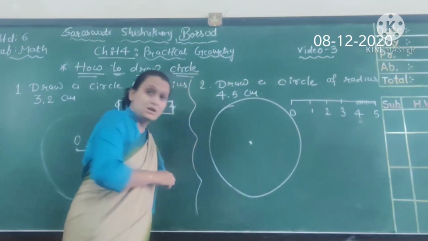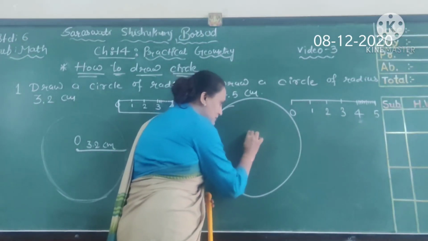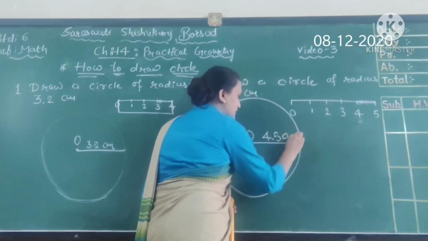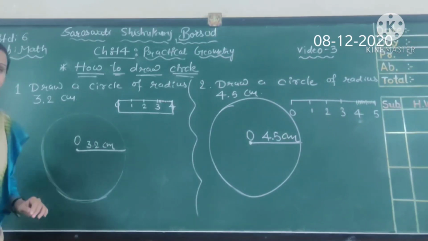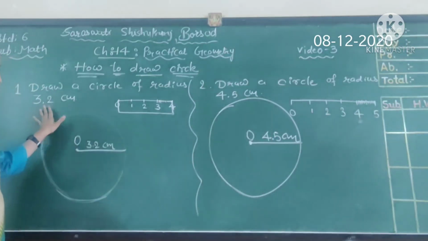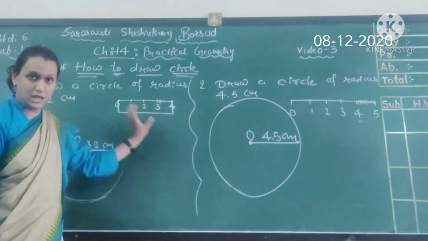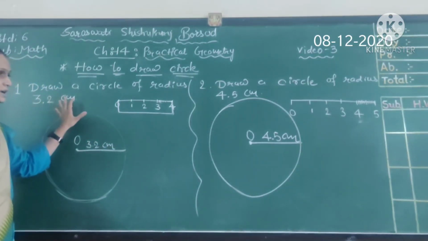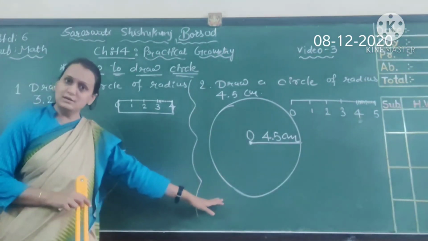And so this is your circle. Let us name the point as O and this much is 4.5 centimeter. So in this question we have learned how to draw a circle with the help of a given radius. Okay. So we have used a ruler. With the help of the ruler, we have taken the fixed measurement of the given radius and then with the help of compasses, we have drawn different circles.